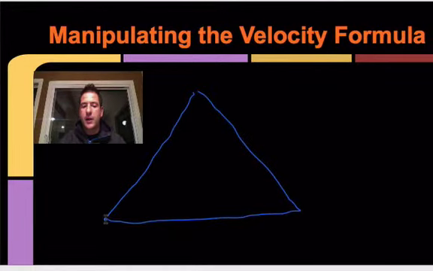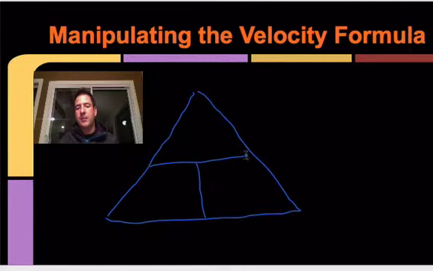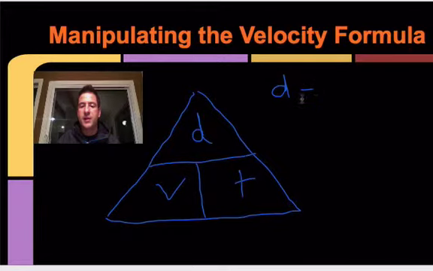Of course I can't draw a straight line, but that'll do. I draw my triangle and I split it into three sections, because remember, the initial formula was d equals v times t. Now if I want to solve for distance, I put distance up top here, and I remember this triangle all the time, it's going to be velocity times time. So I'll put v times t. So distance is going to equal velocity times time.